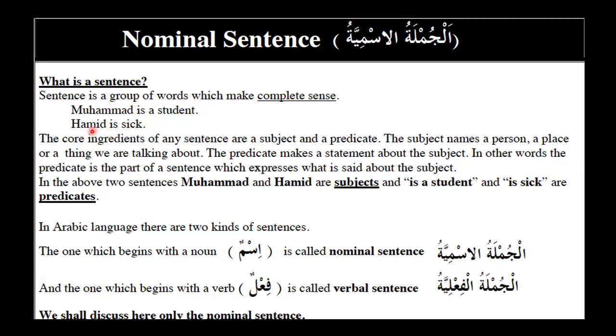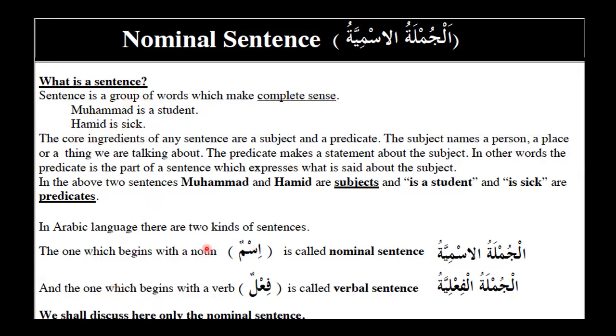So Hamid is the subject. Let's get some more information about Hamid. How is he doing? He is sick. So that is the predicate, giving you more information about Hamid.